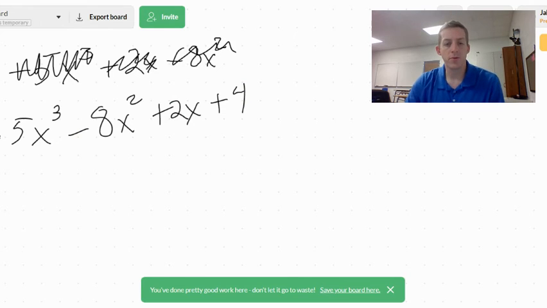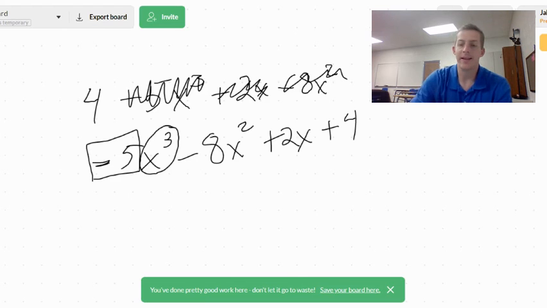So what I want you to answer is to define each of these. Which one of these would be considered a term? Which one of these would be the degree? What is the coefficient of the second degree term?